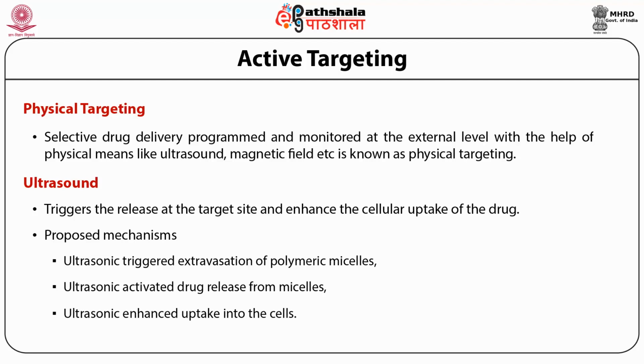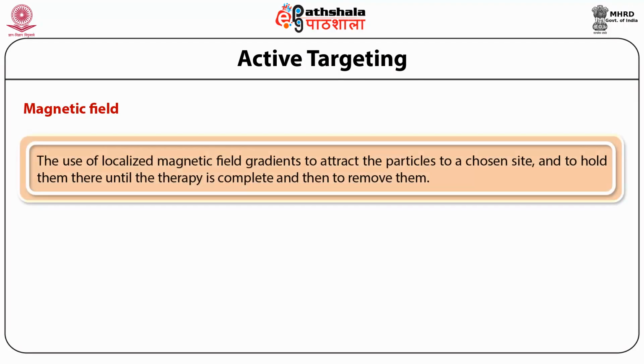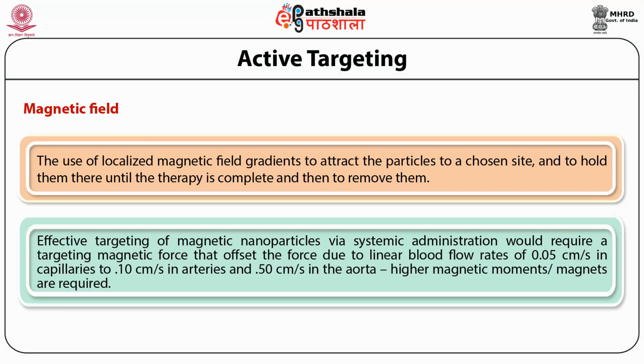The magnetic field has been used to localize the gradients to attract the particles to the chosen site and to hold them there until the therapy is complete. So in this, we use a magnetic field externally to localize the nanocarrier having some magnetic component, for example magnetite or hematite consisting of iron oxide. This externally applied magnetic field will keep the nanocarrier at that part for the specific time, and in this way you can attain effective targeting that could lead to some advantageous therapeutic effect.